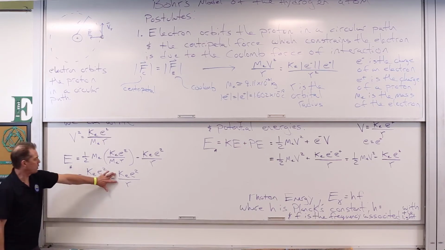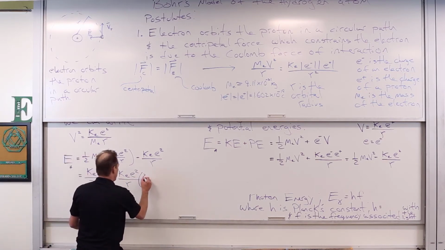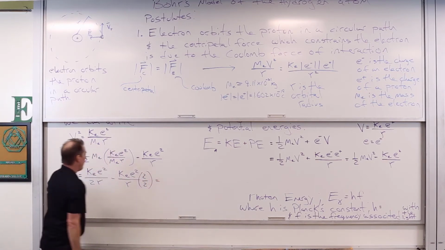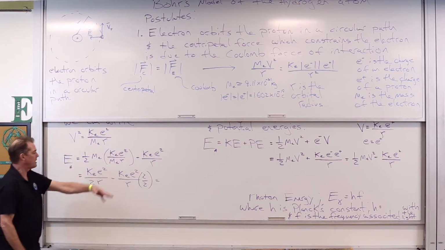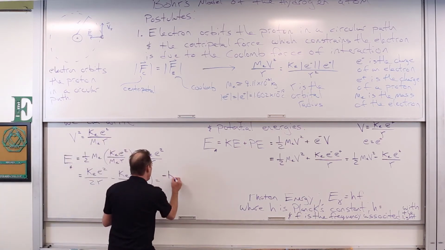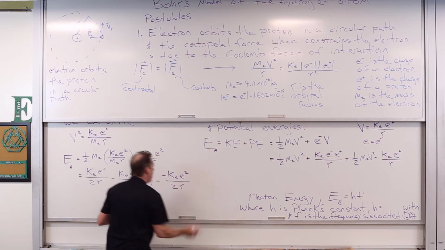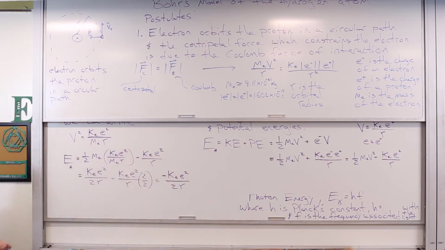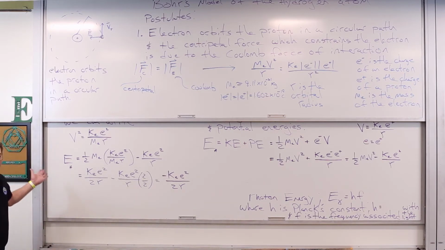Well, look at this. What happens if we multiply this by 2 over 2? We get a nice common denominator. So we can go ahead and do that. What does that give us? It gives us k sub e, e squared over 2r minus 2k sub e, e squared over 2r, which will be equal to negative k sub e, e squared over 2r. Look at that. So that's what we get out of this.